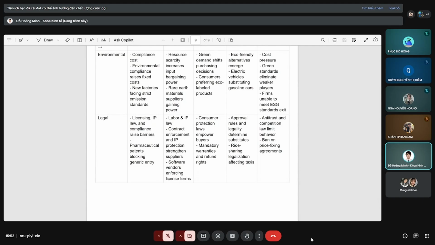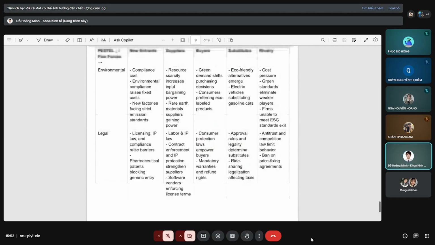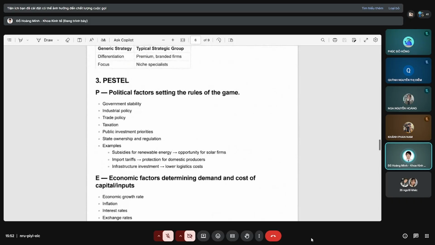As you see, these macro factors change the underlying causes of the competitive forces, and finally the industry structure changes. Okay, here I complete the final part of the lectures, macro environment factors. Do you have any questions?